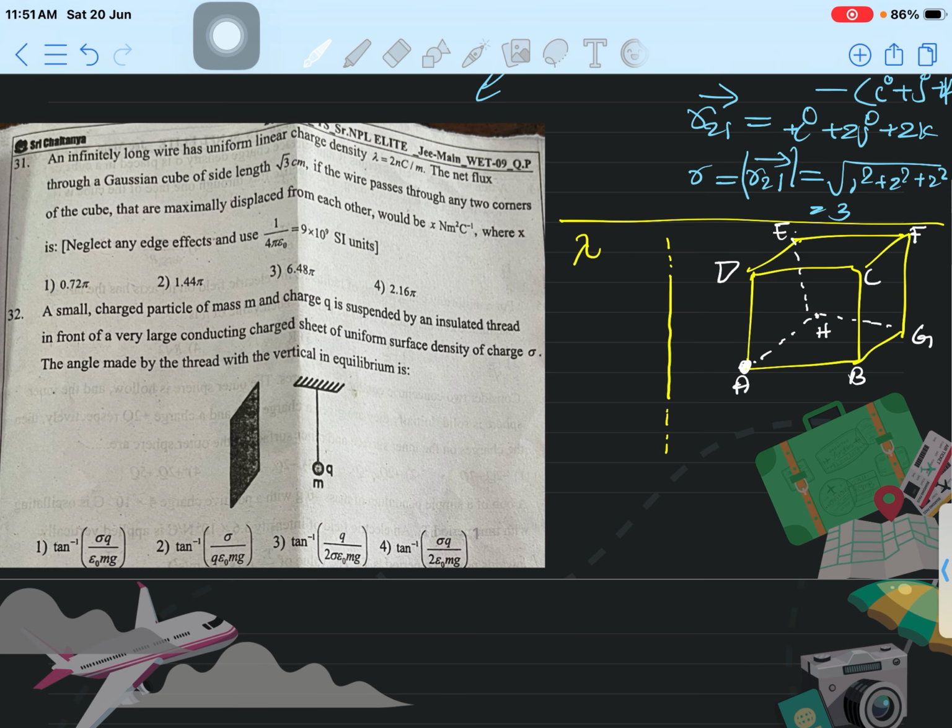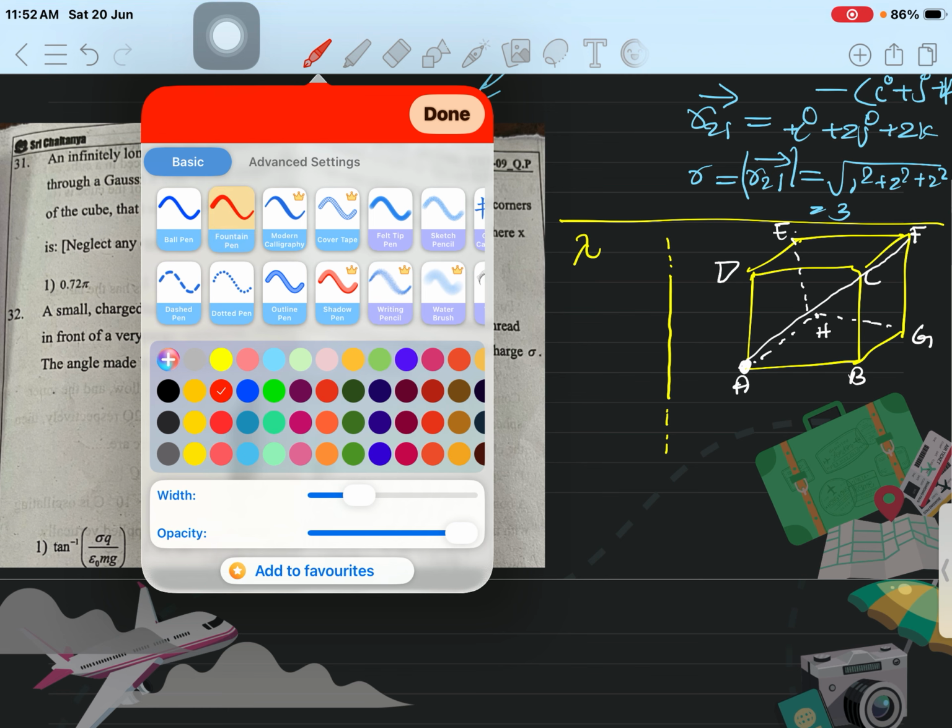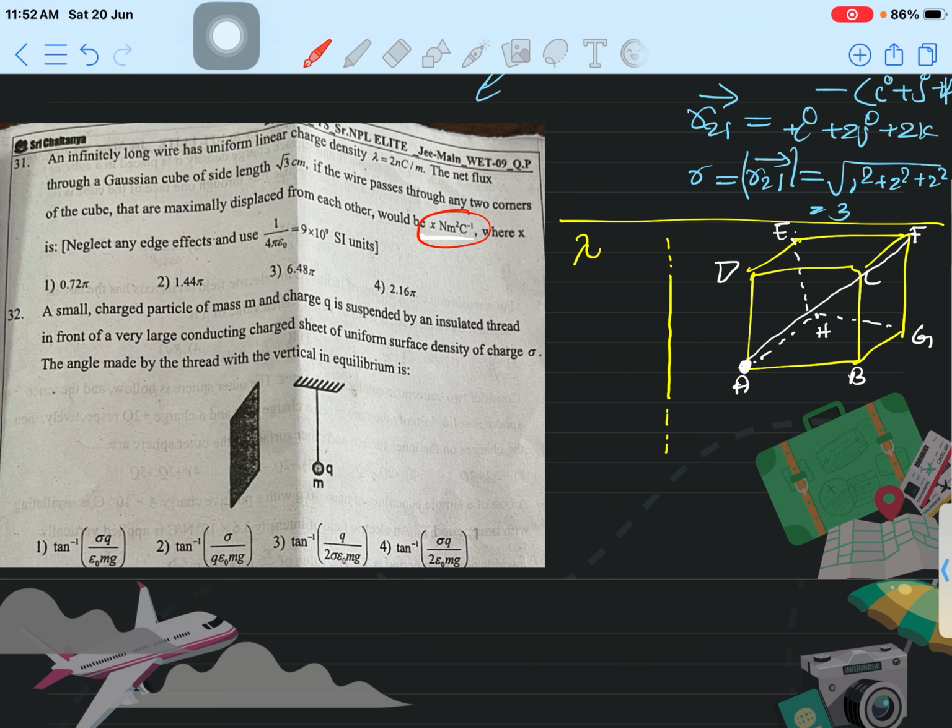Now they are telling, imagine a line which is passing from A to F, which are maximally displaced from each other. The given wire should pass through two corners of the cube which have maximum distance between them, and the net flux value is given, which is x Newton meter square per coulomb. What is the x value they are asking?